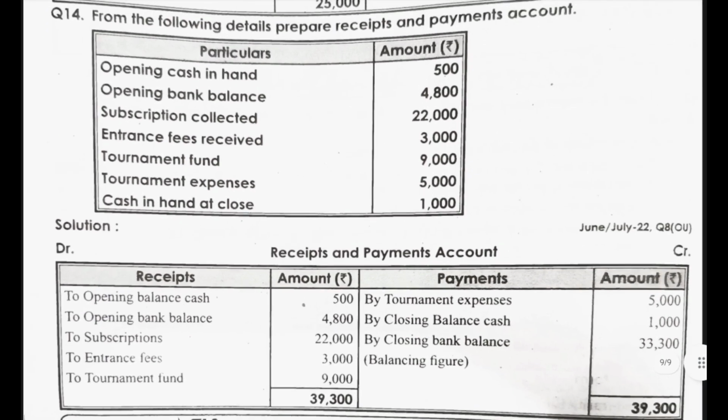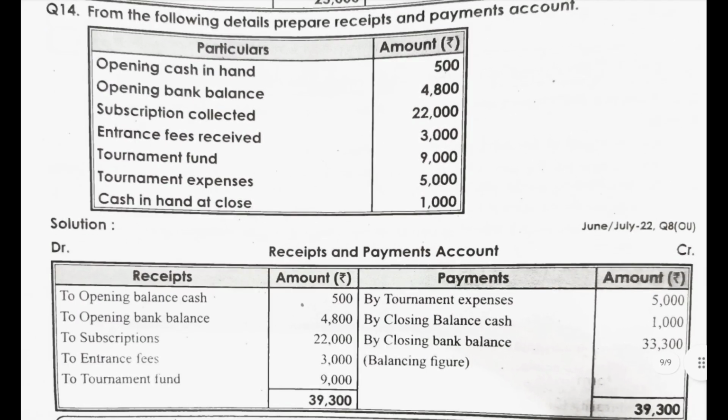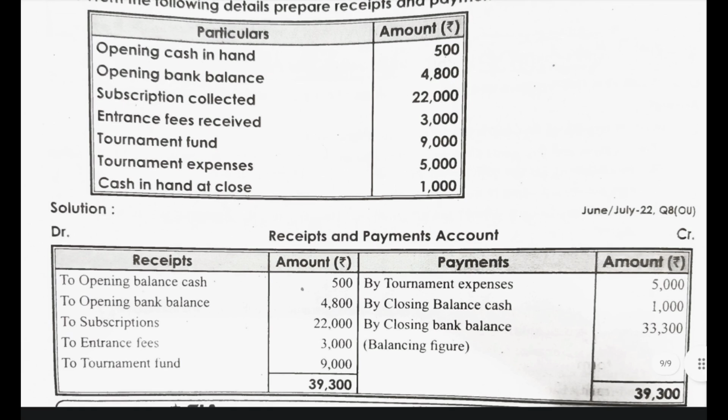Now next we have, from the following details prepare receipt and payment account. Opening cash we have to take on the debit side. This is the pro forma for the receipt and payment, receipt amount, payments amount, same like the cash book. Opening bank balance is given, subscription collected and entrance fee received are receipts, you have to take on the receipt side. Tournament fund 9,000, tournament expenses on the credit side. Now cash at close is given.